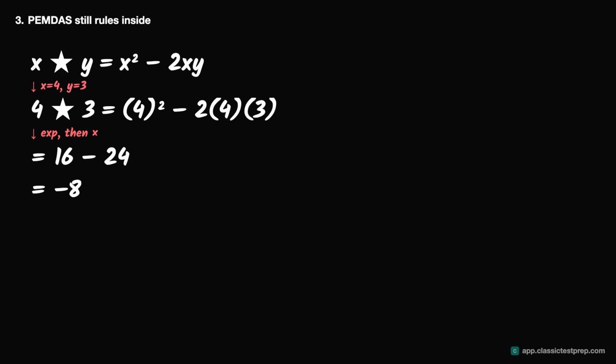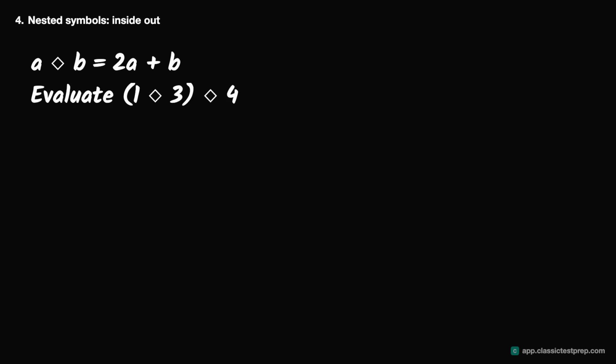All right, this is pretty rare, and you almost definitely won't see this, but it's worth learning about nested symbols because it's worth thinking about. And if you ever do see a question like this, you'll know what happens. So A diamond B equals 2a plus b, and then the expression 1 diamond 3 diamond 4 appears with the inner parentheses glowing. So we have to solve the special symbols question within the parentheses first.